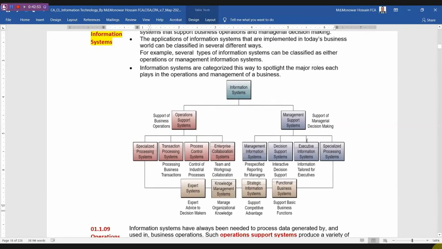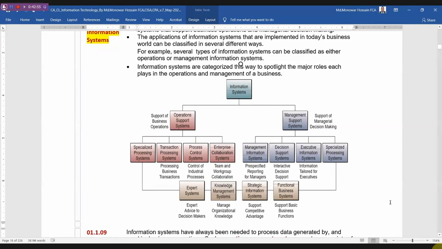If you memorize that picture, that everything is within it, then after drawing the picture, you can write one or two pages that way. Operating support systems are of three or four types: transaction processing system, process control system, enterprise collaboration system, and management support systems, which we can say are MIS, DSS, EIS, etc. They also correlate with the expert system, knowledge management system, strategic information system, and functional business system.